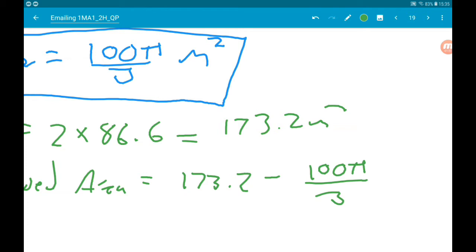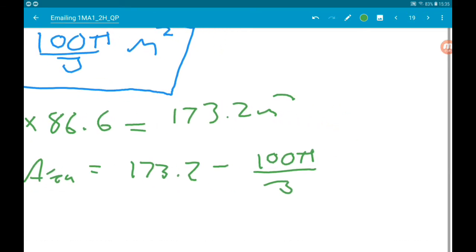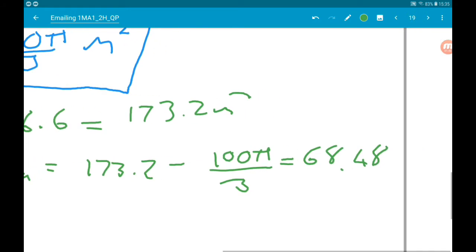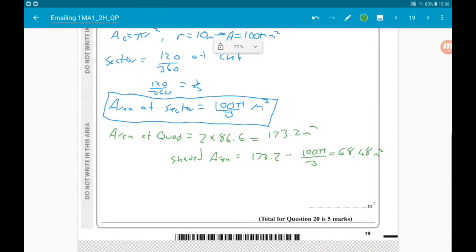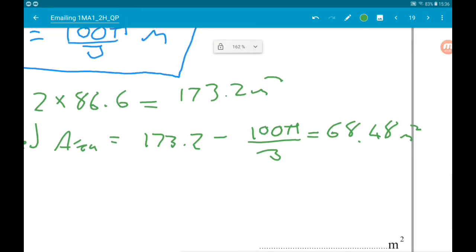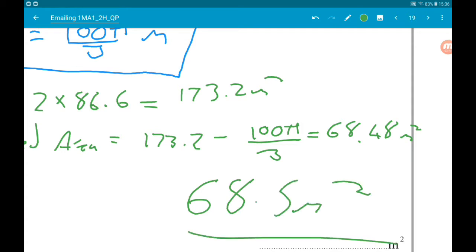Okay, so I make that 68.48. So 68.48 meters squared. They wanted it though to 3 sig figs. So our final answer would be 68.5 meters squared.